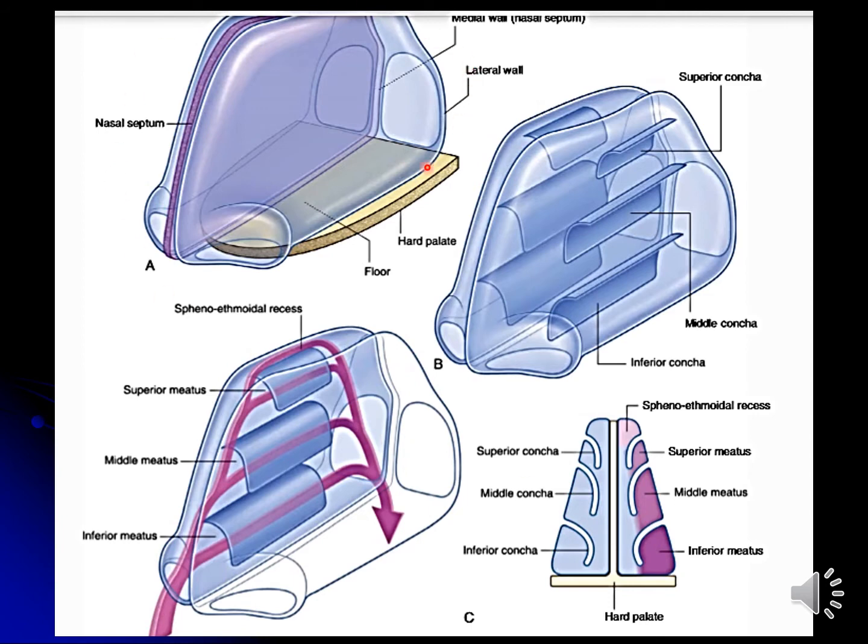So again I will repeat, this is the nose, median septum, medial wall, lateral wall. In lateral wall we have curtain-like structures known as concha, which are bony projections. And because of the formation of these bony projections, there are gaps in between, and these gaps are known as meatus, superior, middle and inferior.